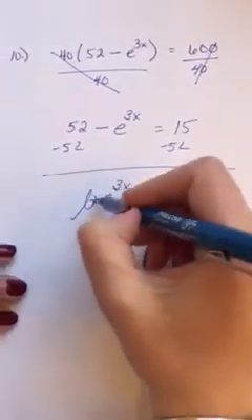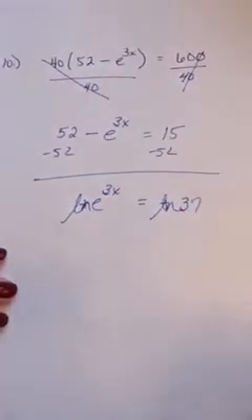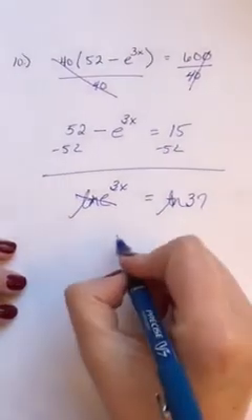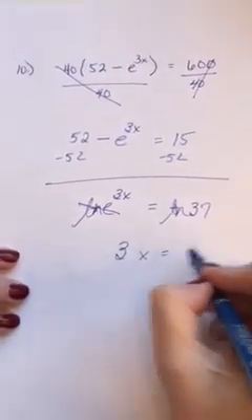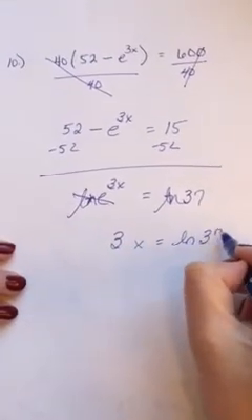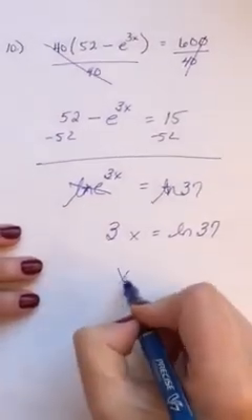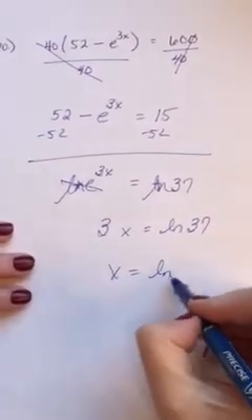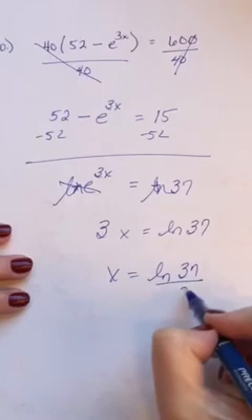Now I can ln both sides of my equation. ln and e cancel. 3x is equal to ln of 37. Divide by 3, and x is equal to ln of 37 divided by 3.